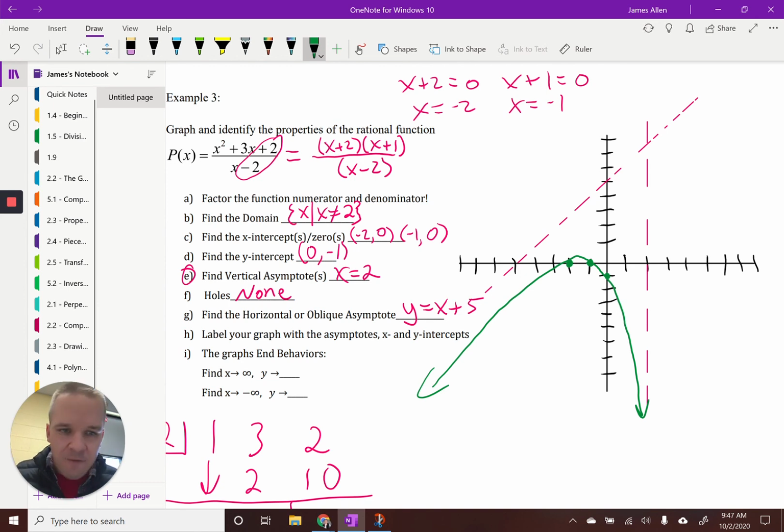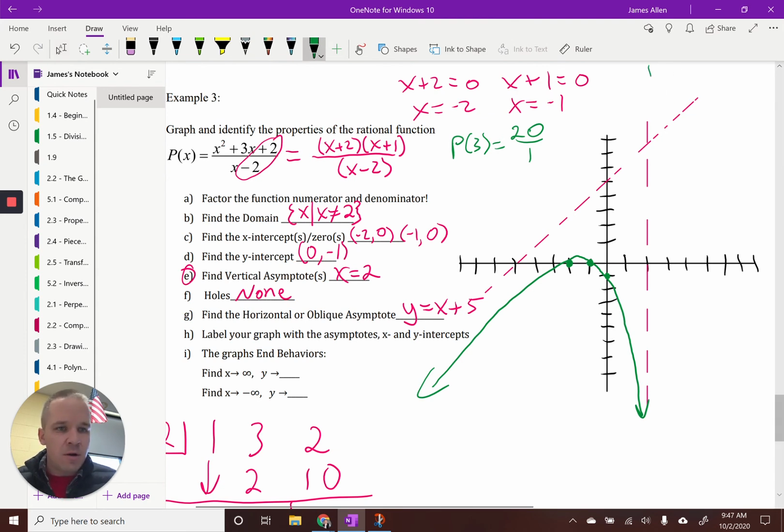Now, the other portion of this graph here, where's it going to be? We got to figure that out. You know what I'm going to do? I'm going to just test. I know it's going to be on the other side of this vertical asymptote. What if I test a value like 3 in my function? If I plugged 3 in, so if I did P of 3, what would I get? I'm going to get 5 times 4, which is 20, over 1. So I'm going to get a value of 20. That means it's going to be somewhere up in this section up here, right?